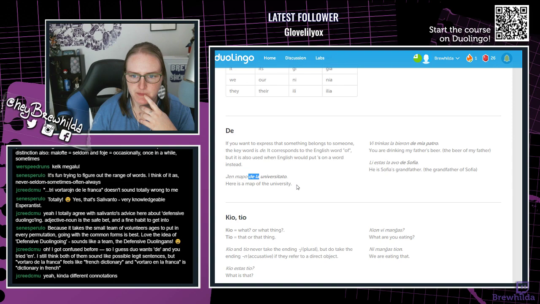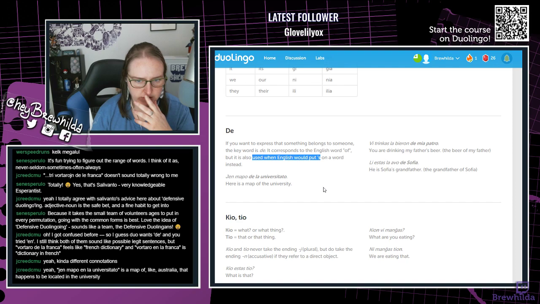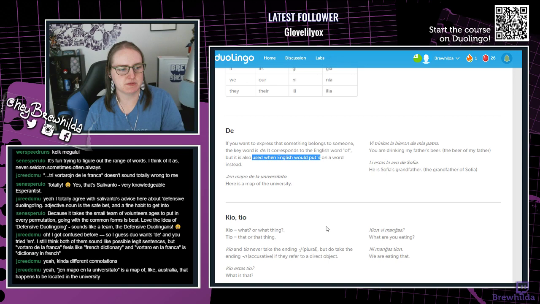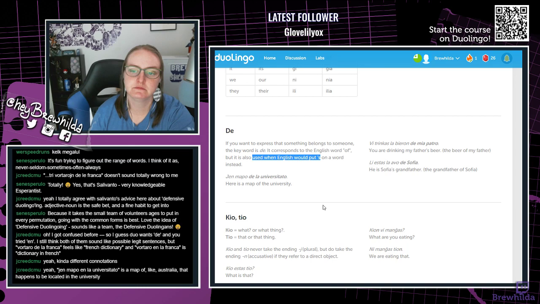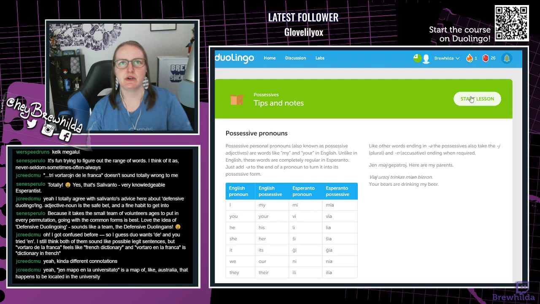So it says it's also used when English would put an apostrophe S. If you were to say, here's the university's map, instead of apostrophe S, "de la." That makes more sense, because that goes back to saying the mother of the boy instead of the boy's mother, right? Because there is no boy's, there is no "knabo" apostrophe S.